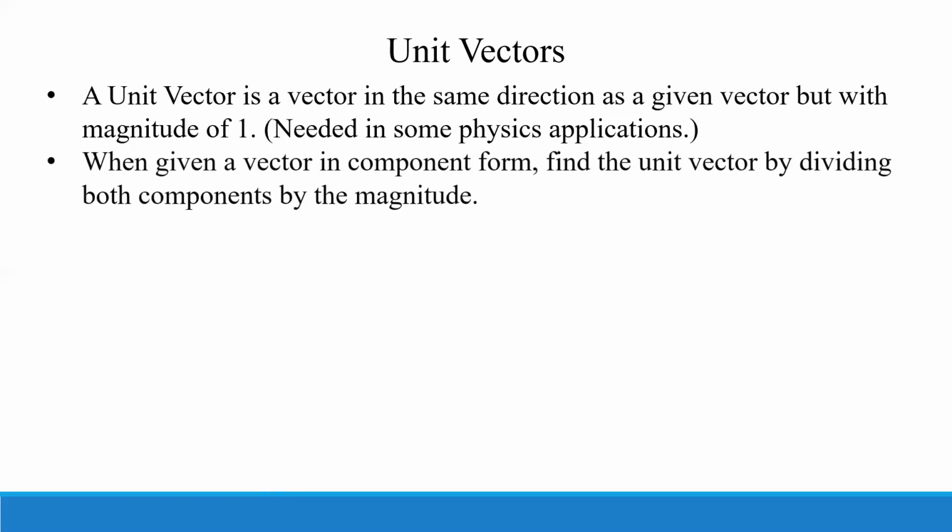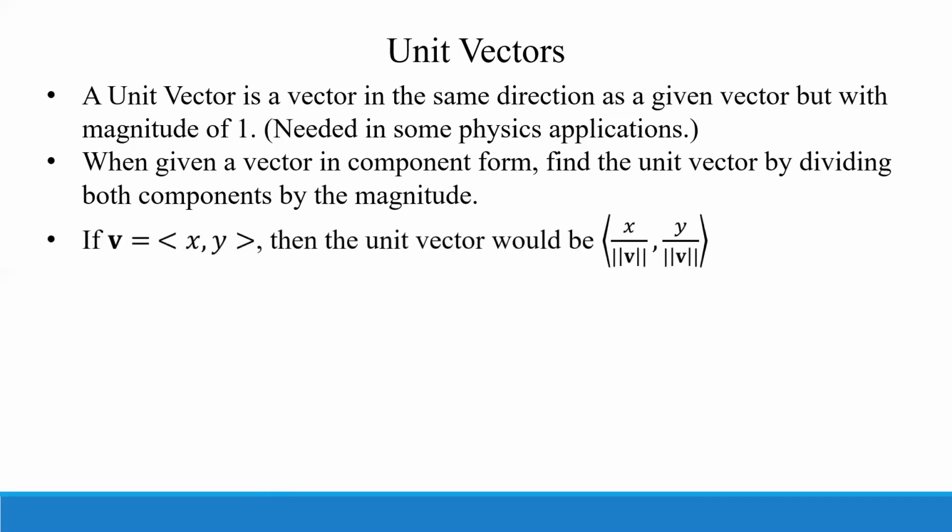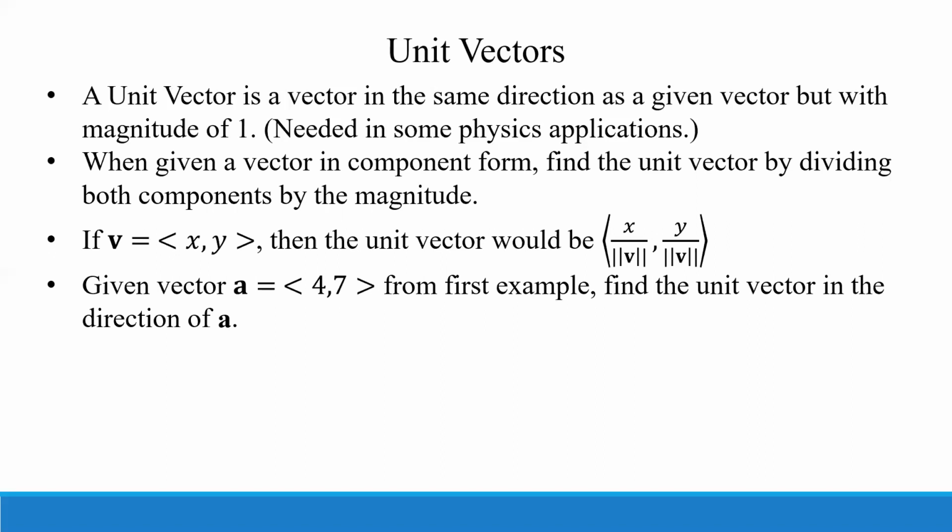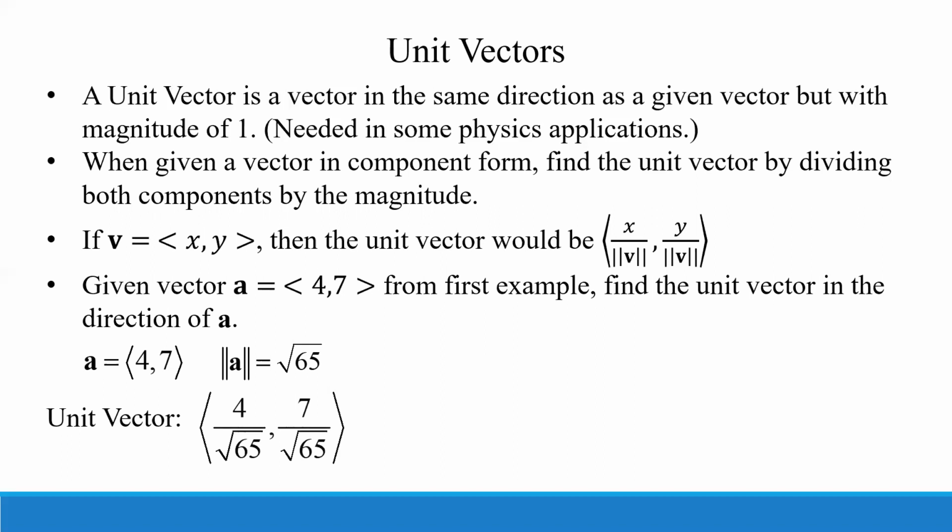So all you do to find a unit vector, once you have component form, is divide both components, the x and the y, by the magnitude. Symbolically, it would look like this. If you have <x, y>, the unit vector is going to be x divided by the magnitude, comma, y divided by the magnitude. That's it. With our vector we just had of <4, 7>, let's write the unit vector. We just found the magnitude, which is root 65. So my unit vector is going to be 4 over root 65, comma, 7 over root 65. That's literally all you have to do to find a unit vector.